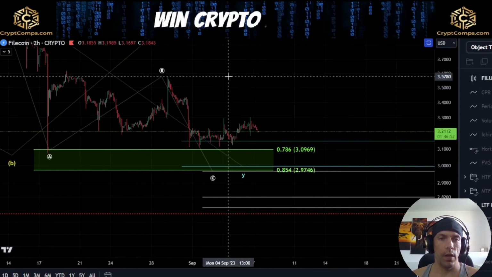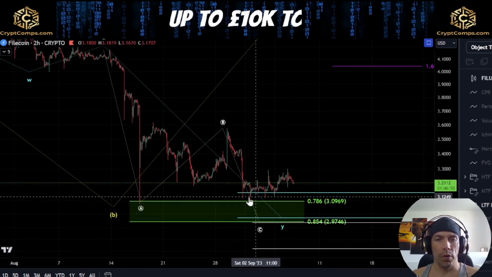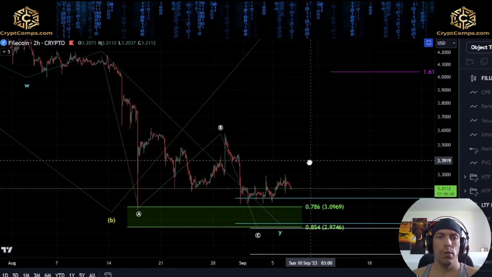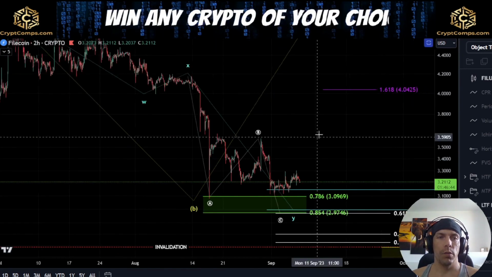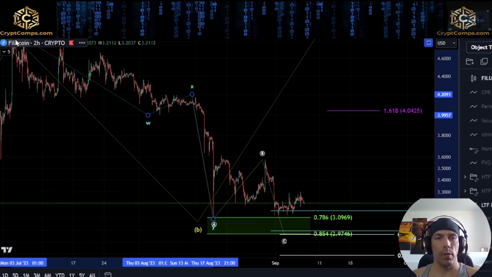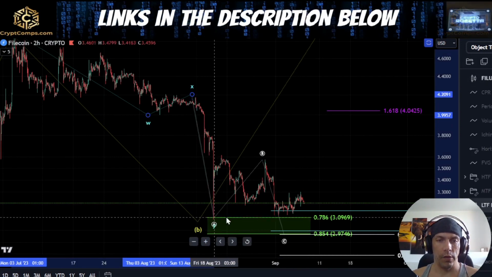Now, looking at the internals of this move, it is possible that this could have truncated into this point here of this $3.10. We need to keep an eye on this. It is also possible that this Y wave could even be over here, because we have come down deep enough to actually say this is completed.